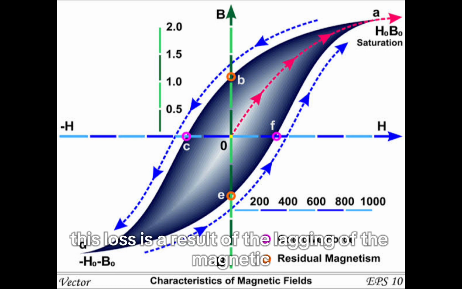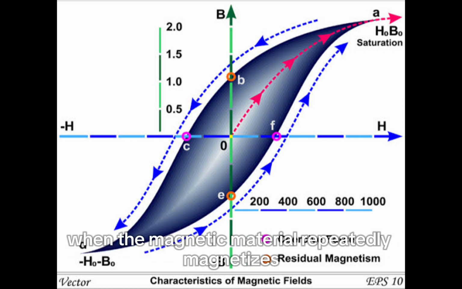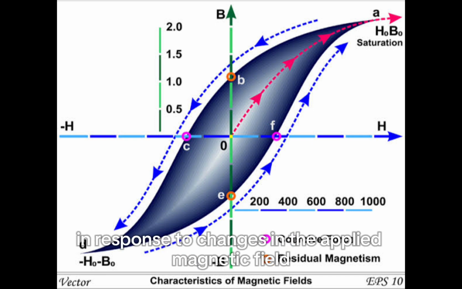This loss is a result of the lagging of the magnetic flux density behind the magnetizing force when the magnetic field is alternated. In simpler terms, hysteresis loss is the energy dissipated in the form of heat when the magnetic material repeatedly magnetizes and demagnetizes in response to changes in the applied magnetic field.